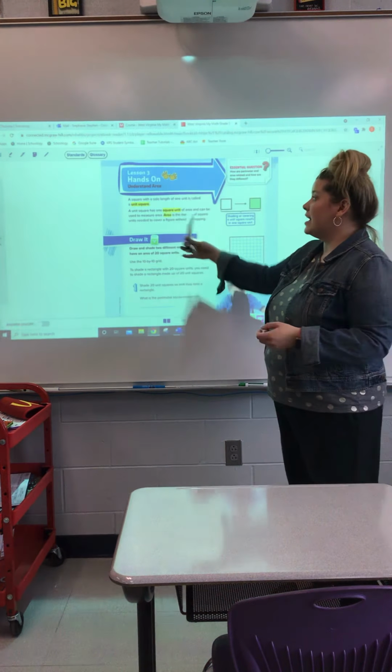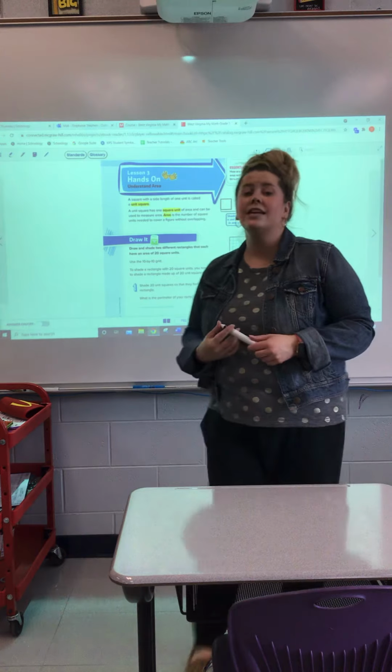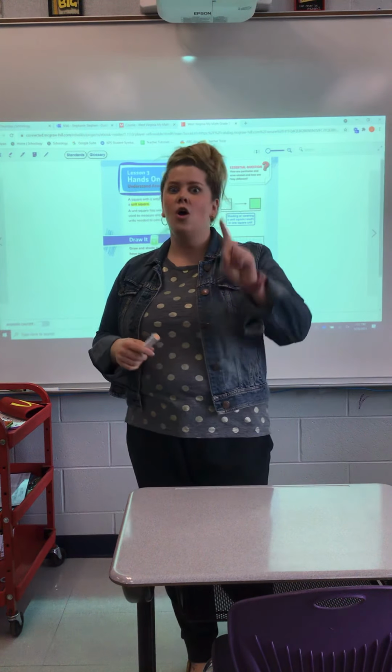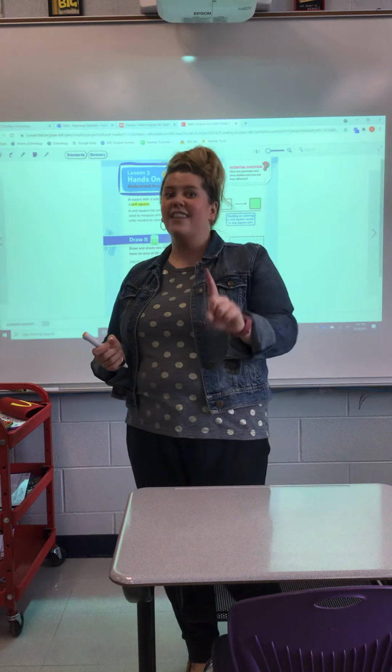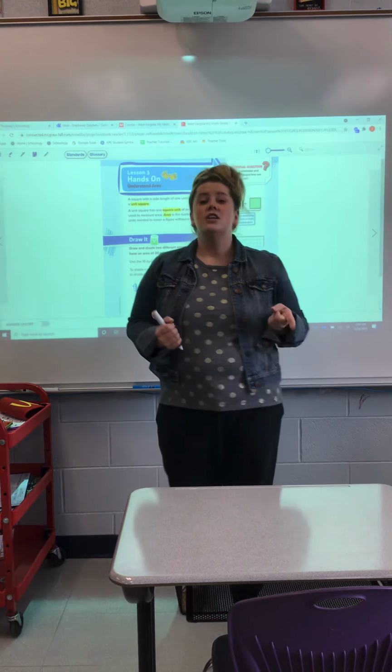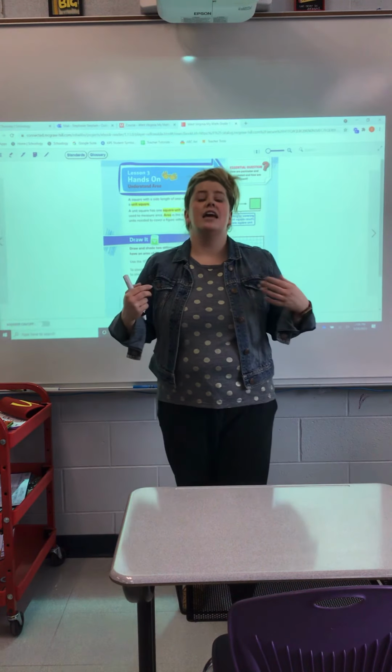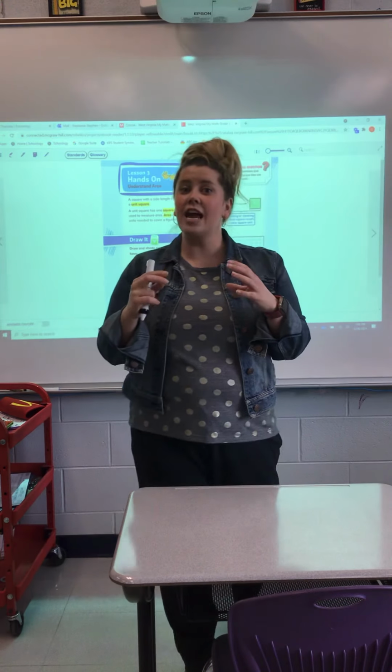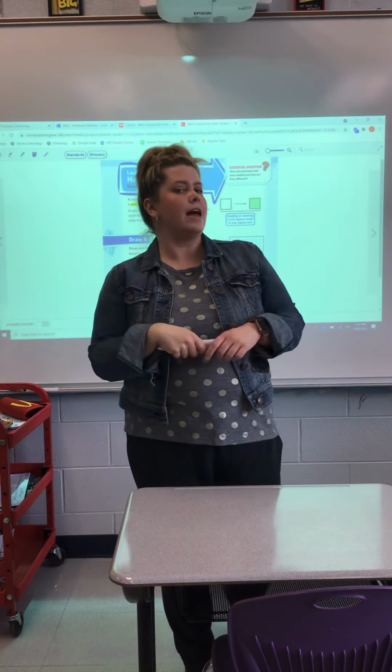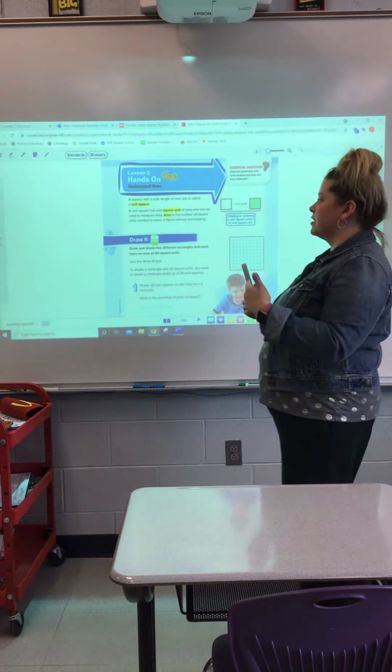And then area is the number of square units needed to cover a figure without overlapping. That's really important, okay? So when we talk about area, it's just the space inside the shape, and my squares can't overlap. So let's take a closer look, okay?